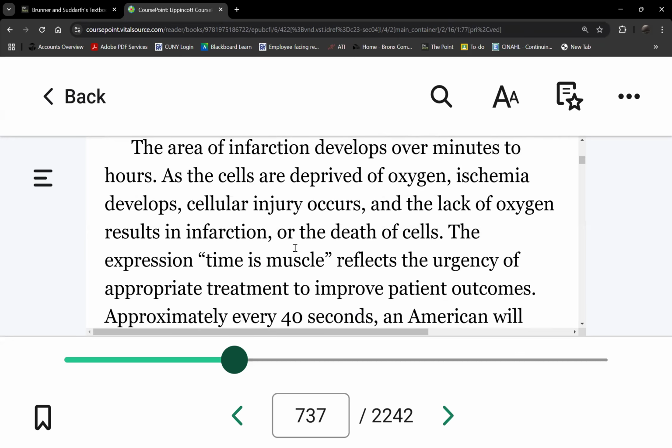So just like stroke, time is muscle. So that's why in Unique's case, we need to take her to the cath lab, because for every second, every minute that passes by, more myocardial cells are dying. Okay, so she may not survive. So we need to take her to the cath lab right now.